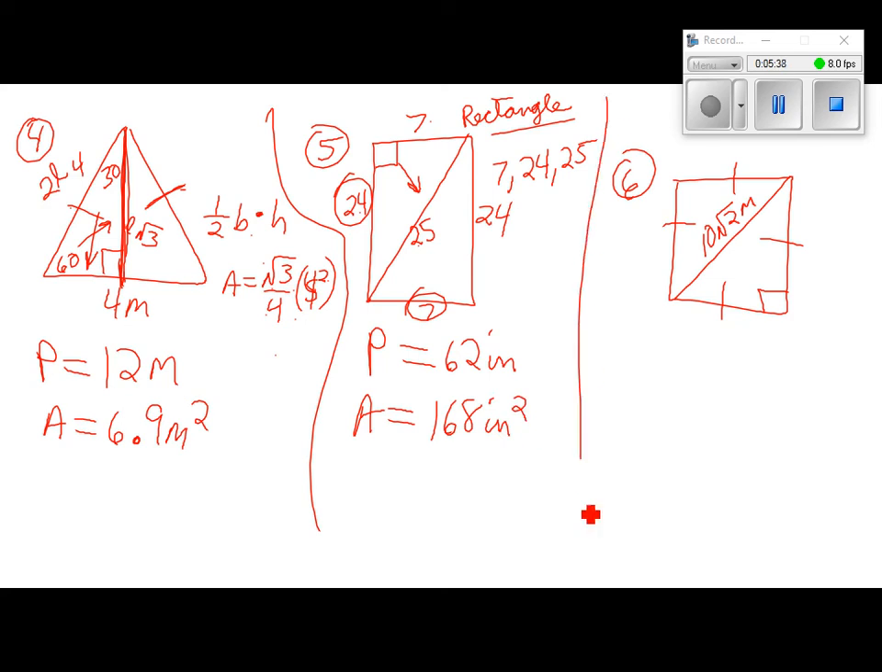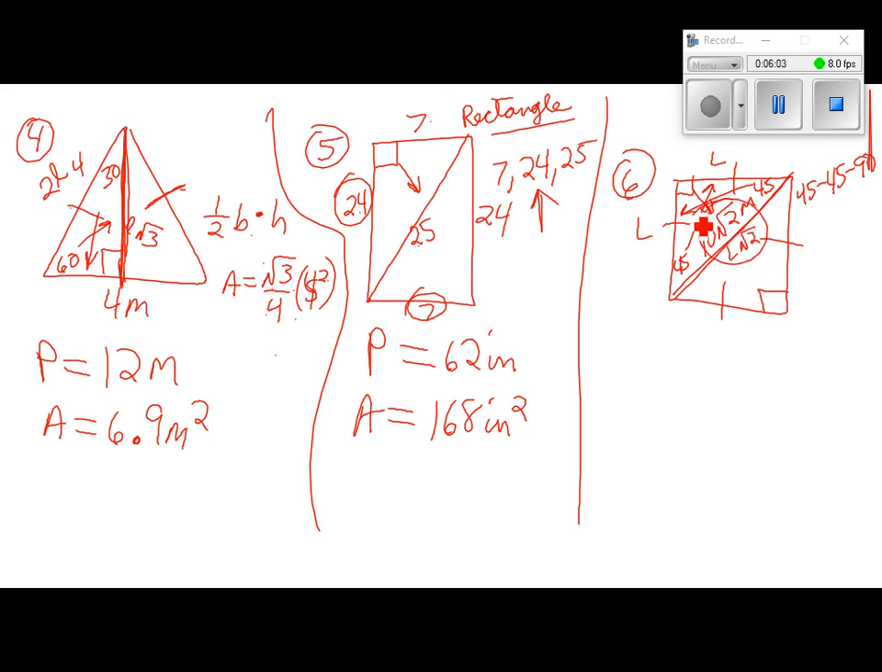Main thing on that one, you got to be able to pick out some of those families to make things easier. Same thing on this one, sorta. This is a 45, 45, 90 triangle. Anytime you draw a diagonal in a square, you got a 45, 45, 90 triangle. Sides across from the 45-degree angles are labeled L and L. Side across from the right angle, the hypotenuse, is L times the square root of 2.